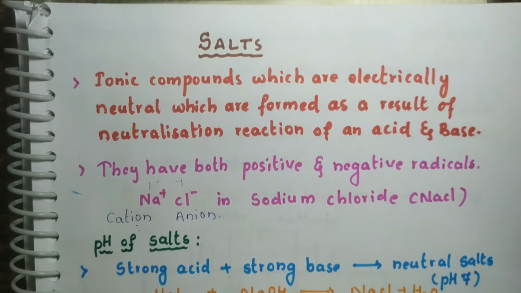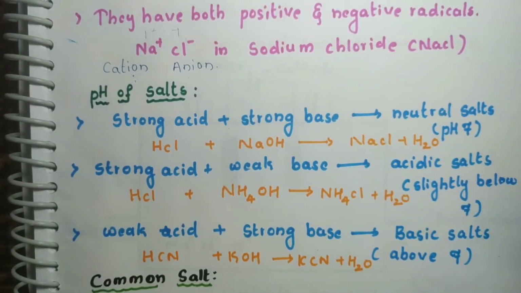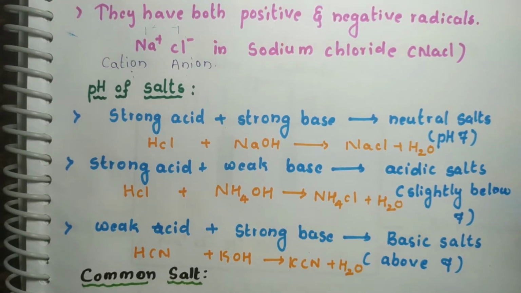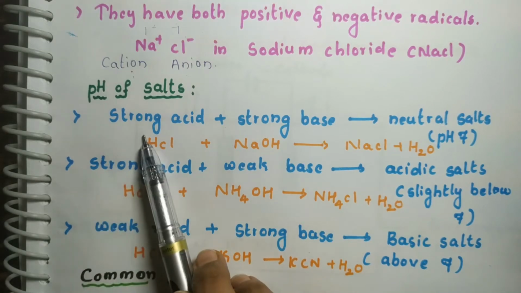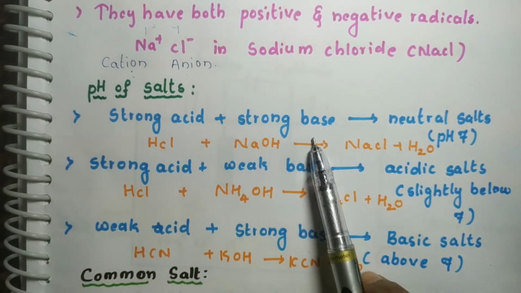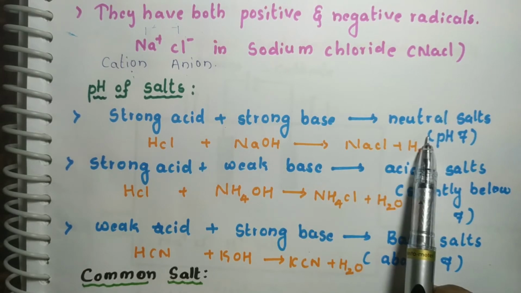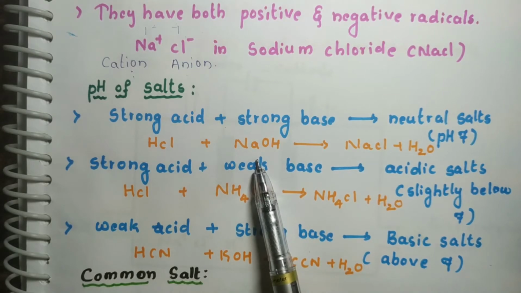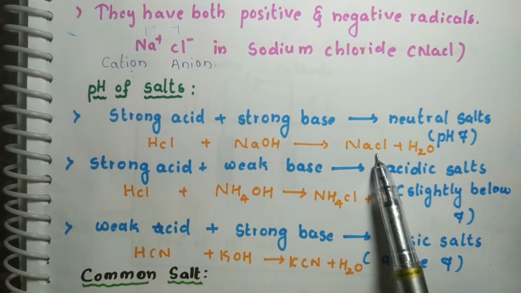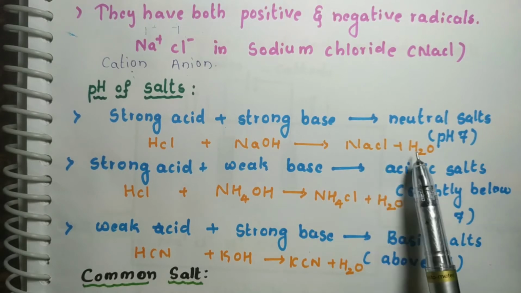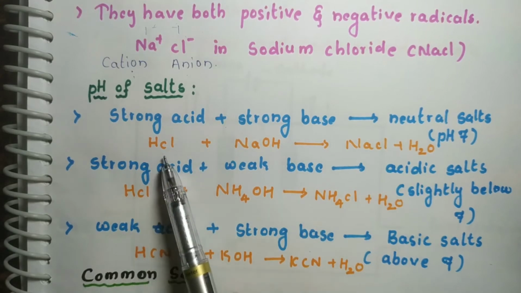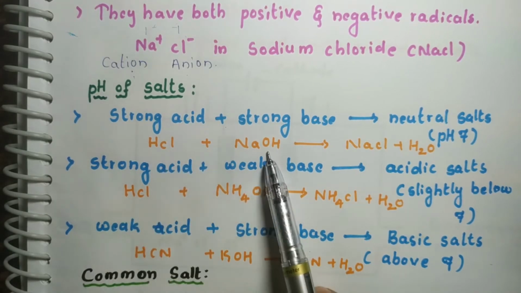So how do you decide the pH of salts? The pH of salts is decided by whether they are made up of a strong acid or strong base, or a weak base or a weak acid. When a strong acid reacts with a strong base, it will always form neutral salts. A very good example is when hydrochloric acid reacts with sodium hydroxide, NaOH, it forms NaCl, that is sodium chloride, and one molecule of water. Sodium chloride is neutral as it is formed by a strong acid and a strong base.